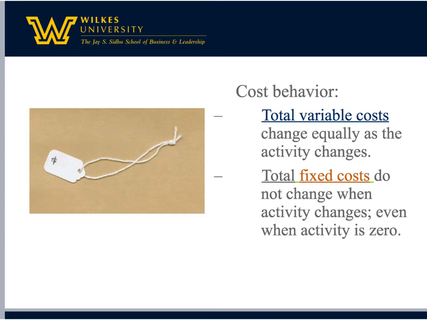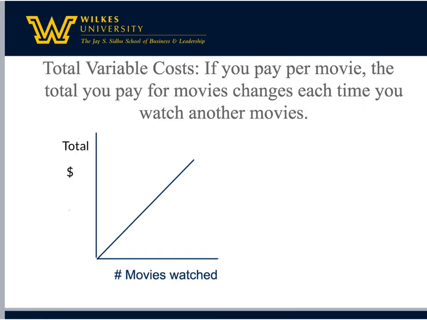Remember that certain costs have certain types of behavior patterns. So one of the categories or classifications can be variable costs or fixed costs. The total variable cost moves in direct proportion to the change in activities. So for every movie you go to see, if you pay per movie, then for the second movie, your total cost is twice as much as you paid for the first movie. Your total cost if you see 10 movies is 10 times the cost you paid for the first movie. That's the total variable cost.